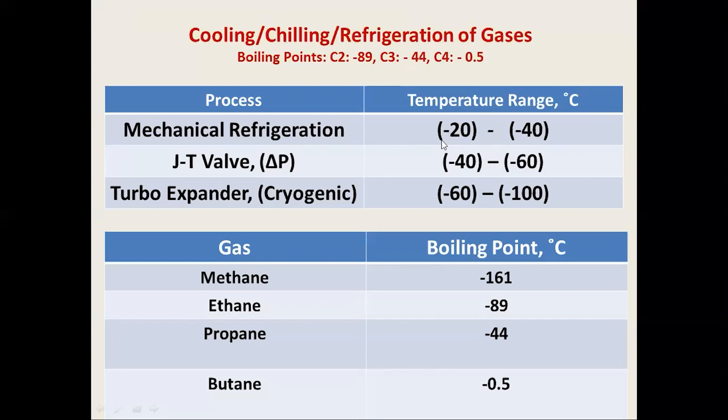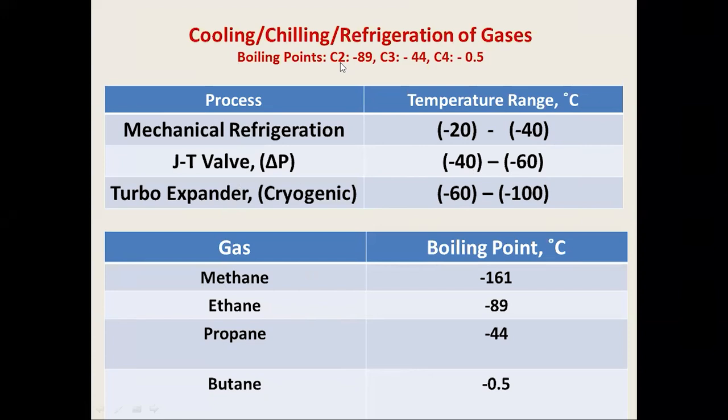If you are using freon as a refrigerant, the cooling medium is freon. It is synthetic. You can prepare it industrially. It's a fluorocarbon. It is harmful environmentally. So if you are using freon, it can get the hydrocarbons down to minus 20. If you are using propane as a refrigerant, it can get the hydrocarbons down to minus 40. So minus 20 for freon, minus 40 for the propane chiller. This is the freon chiller, this is the propane chiller. The JT valve can get the hydrocarbons down from minus 40 to minus 60.